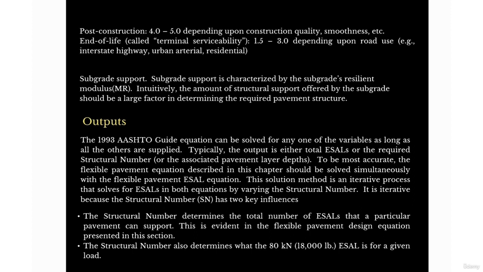It is iterative because the structural number has two key influences. The first influence of the structural number is to determine the total number of ESALs that a particular pavement can support. This is evident in the flexible pavement design equation presented in this section, the equation that I showed you guys. The structural number also determines the 80 kilonewton ESAL, the E80, for a given load.